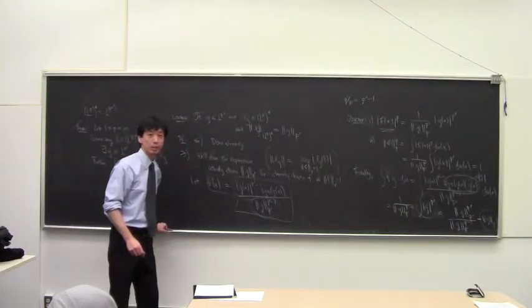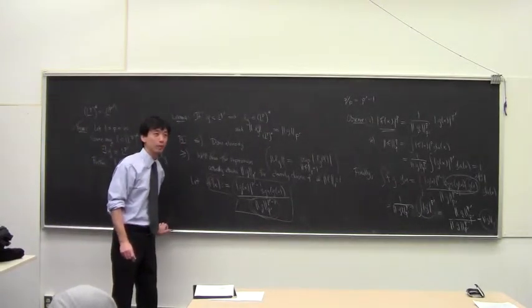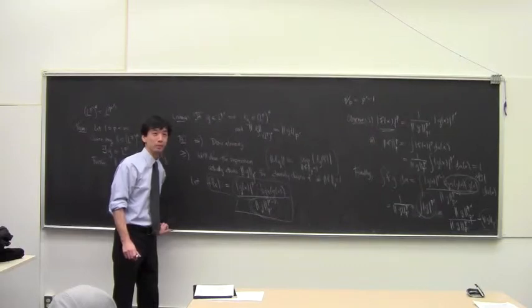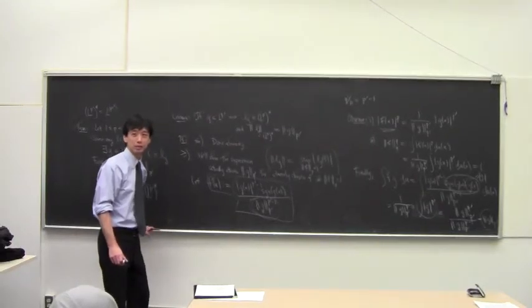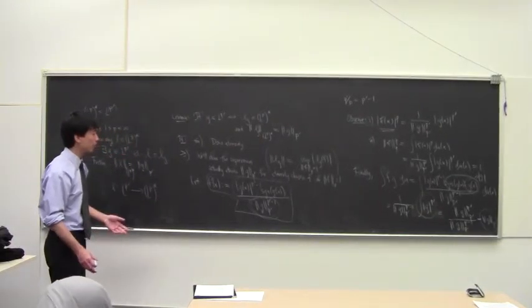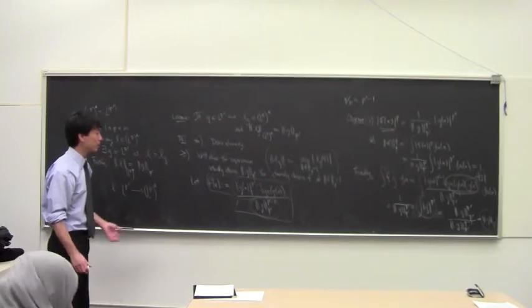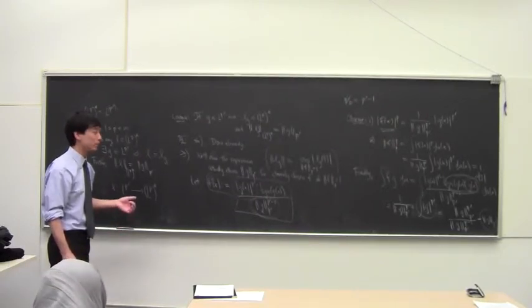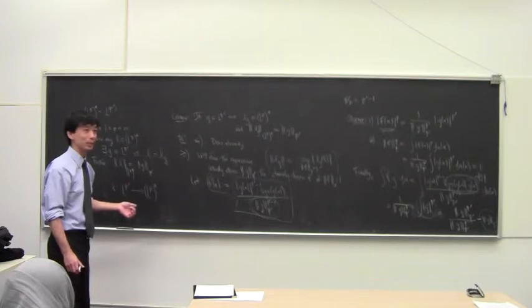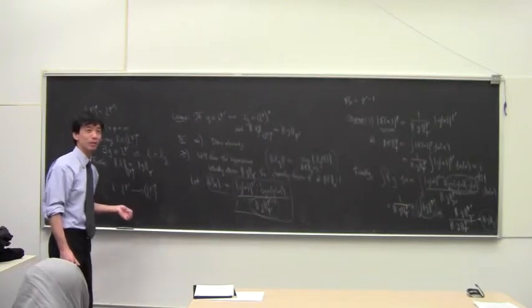When you're reading the textbook, that's how you want to think. Whenever you encounter something that seems mysterious or like pulled out of the hat, you want to think, why is this completely obvious? Because if it's not completely obvious, if there's any amount of magic to it, then you actually don't understand it.